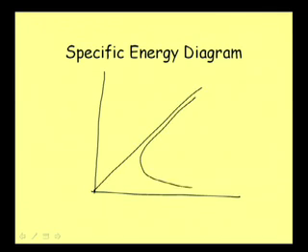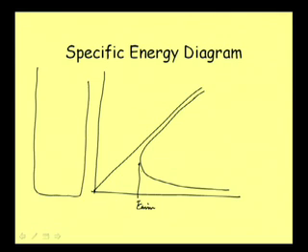Let me draw like that, and then we get that for the minimum specific energy E minimum, we are getting a depth, and that is giving us the critical depth. That depth is called critical depth Yc.